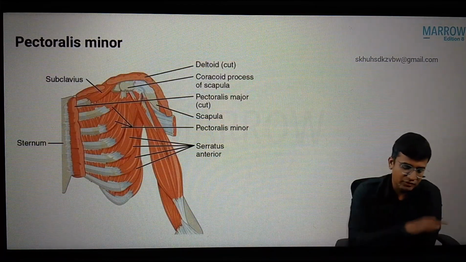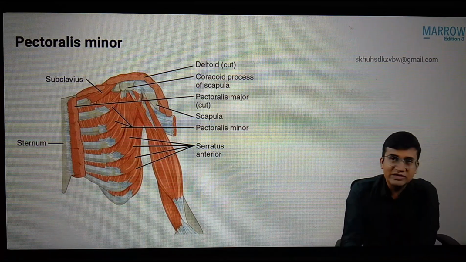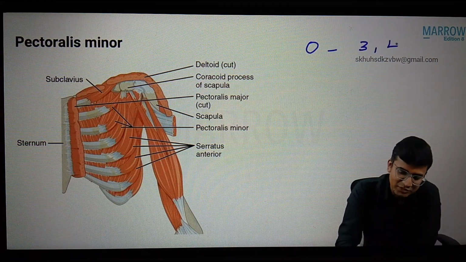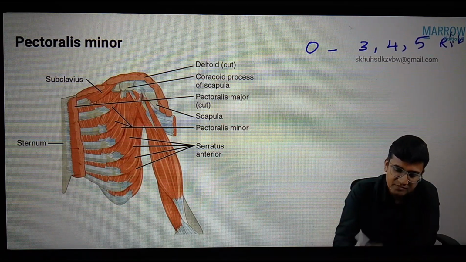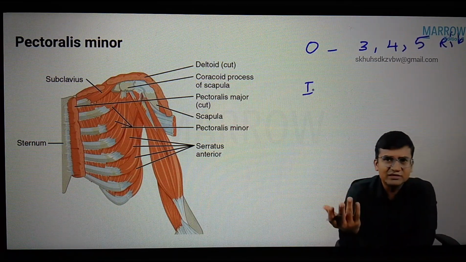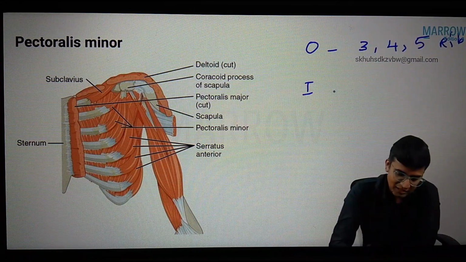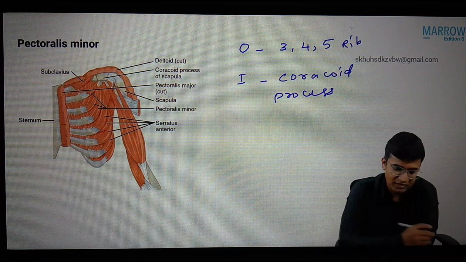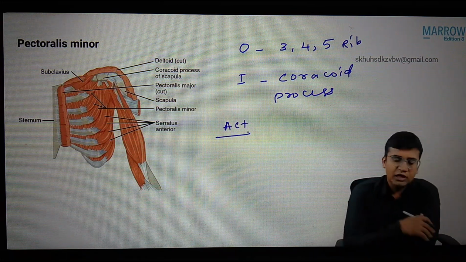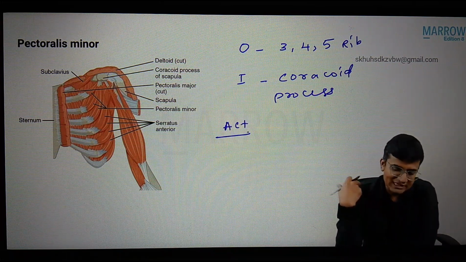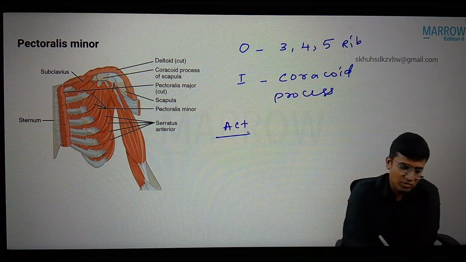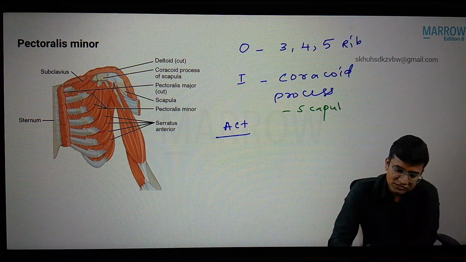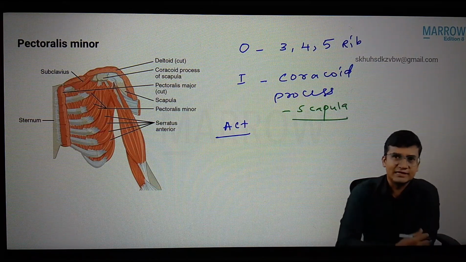Next. Now we remove the pectoralis major muscle and we see the pectoralis minor muscle. Pectoralis minor has origin from the third, fourth, and fifth ribs. Insertion, I told you already: coracoid process, PCB. Now what is the action? Origin from the trunk, insertion to the coracoid process of the scapula. Now the scapula bone moves towards the trunk.